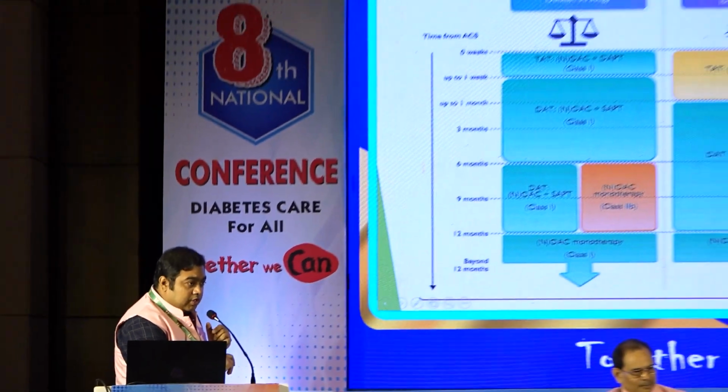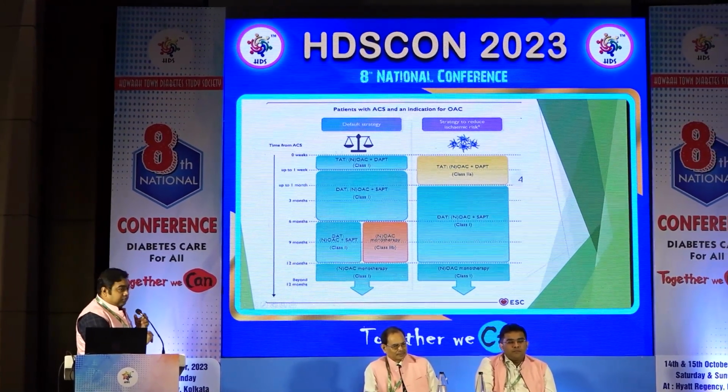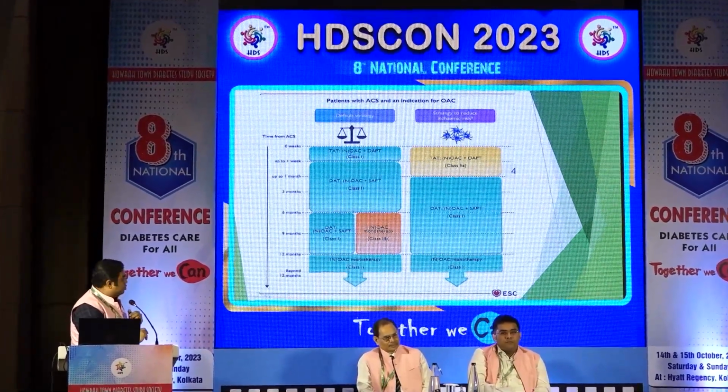So this is another important slide. I am not going into the detail for the sake of time. That is patient with ACS and indication for OAC, mainly in atrial fibrillation patient who are suffering from ACS, then this should be the strategy. Just in brief, you have to give triple therapy, that is anticoagulation and DAPT, for at least 1 week, preferably 1 month, if high bleeding risk is not so.